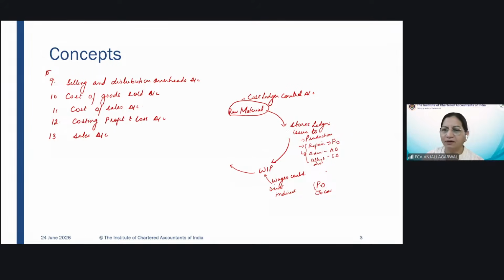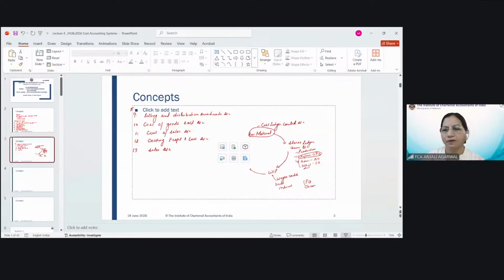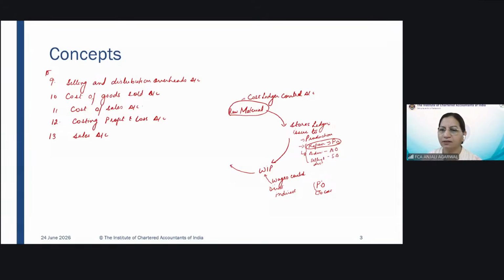Once you have passed this entry, now you have production overheads at three places: for the indirect material issued, for the indirect wages incurred, and the actual production overheads which you have incurred as an expense. So if you add the three, this is your actual production overheads which you have incurred. So let's say this comes out to be, for example, 90,000 rupees.